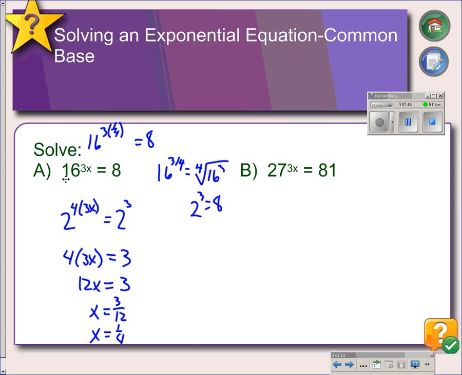Okay, in our second example, we're going to want to change the 27 and the 81 to have a matching base. In this case, that base will be 3. 3 to the 3rd power is 27. Multiply that by the exponent that was already there. And 3 to the 4th power is 81. Since we have matching bases here, we can just look at the exponents. 3 times 3x equals 4. 9x equals 4. Dividing by 9, we get x equals 4/9. And you can check that answer, but it will work.